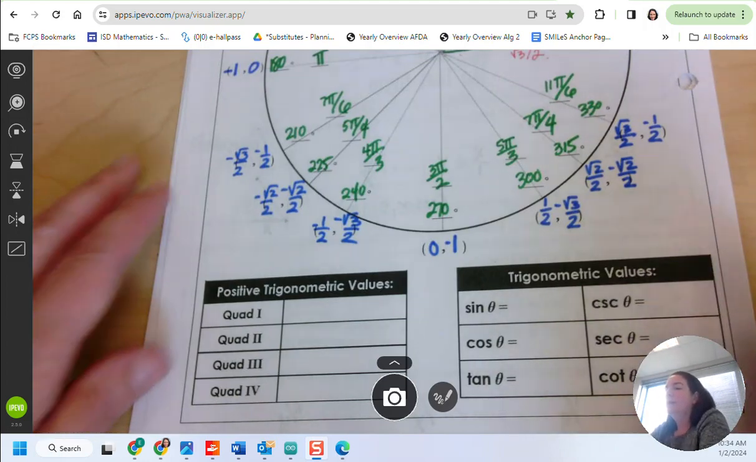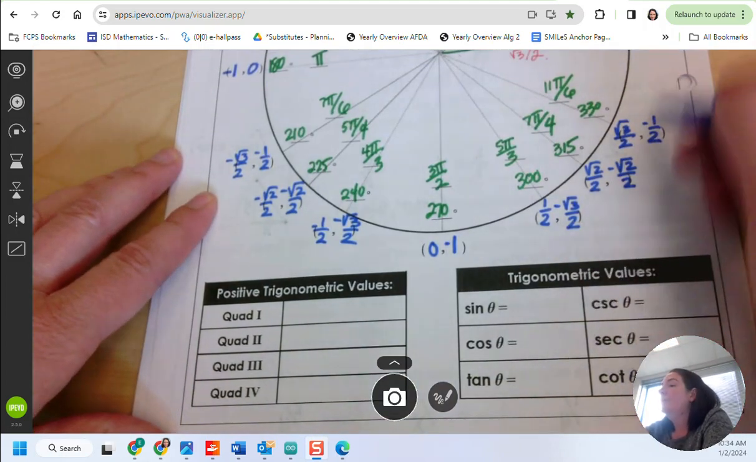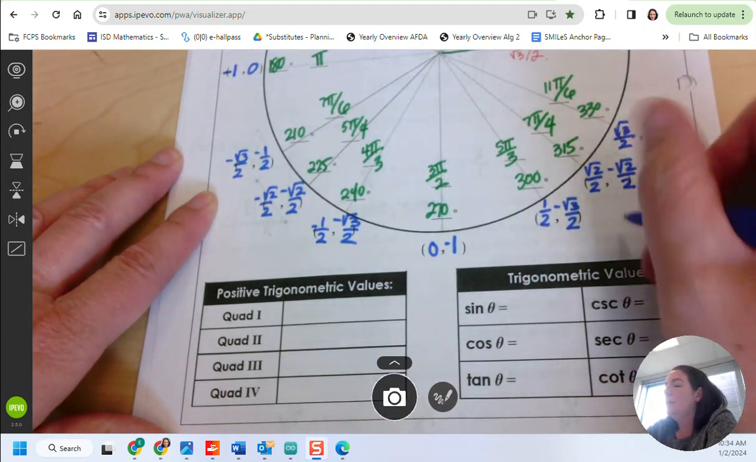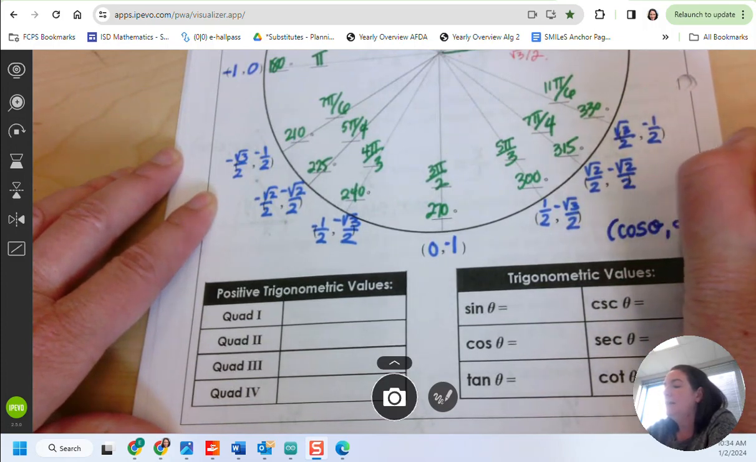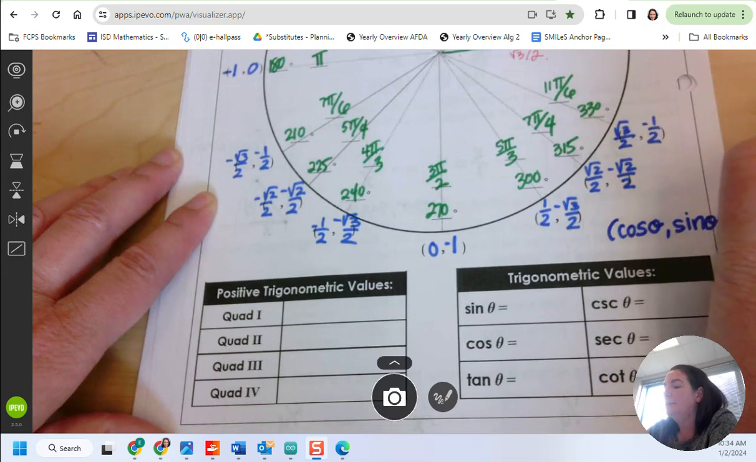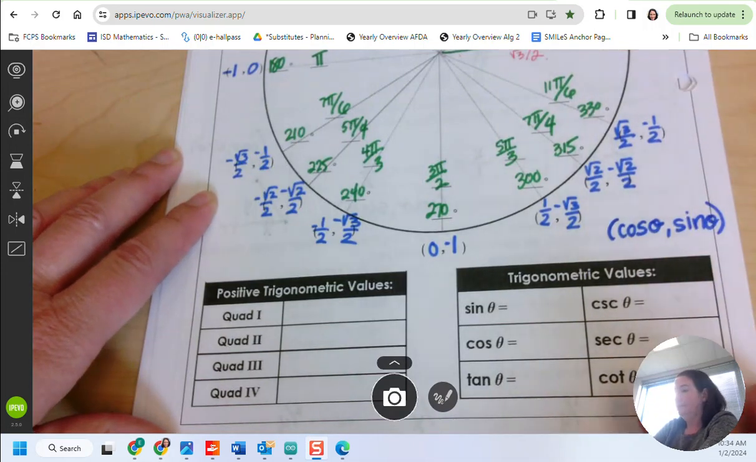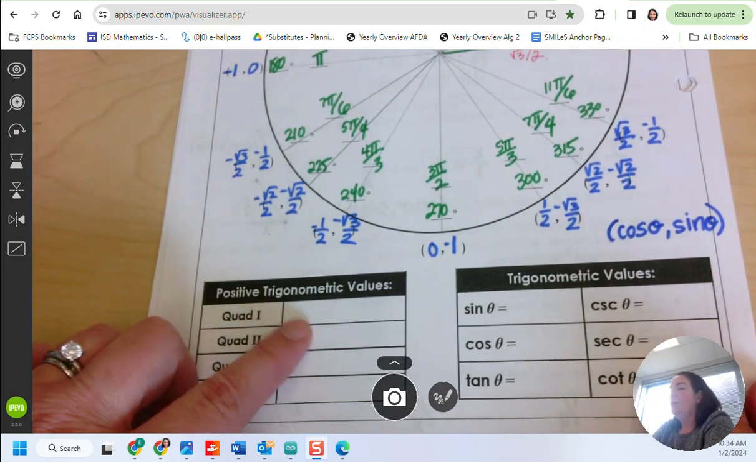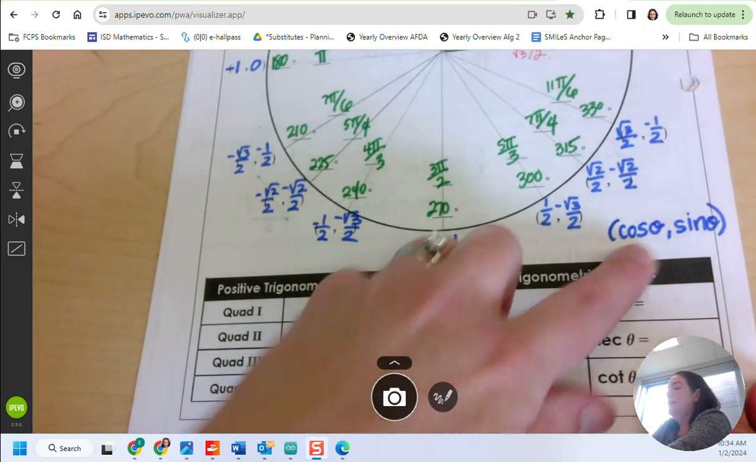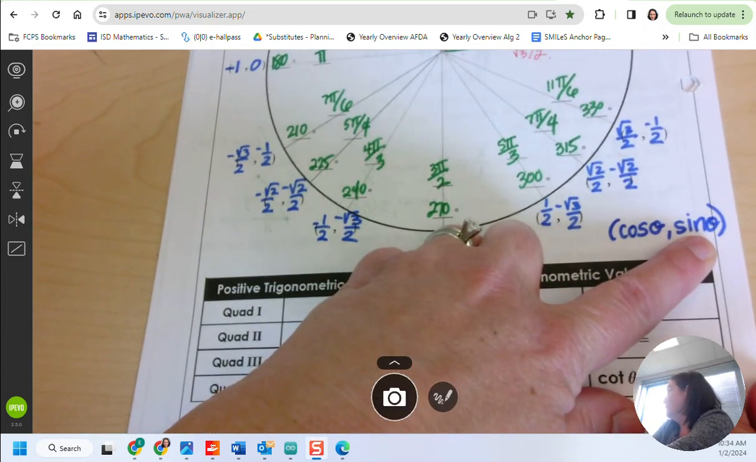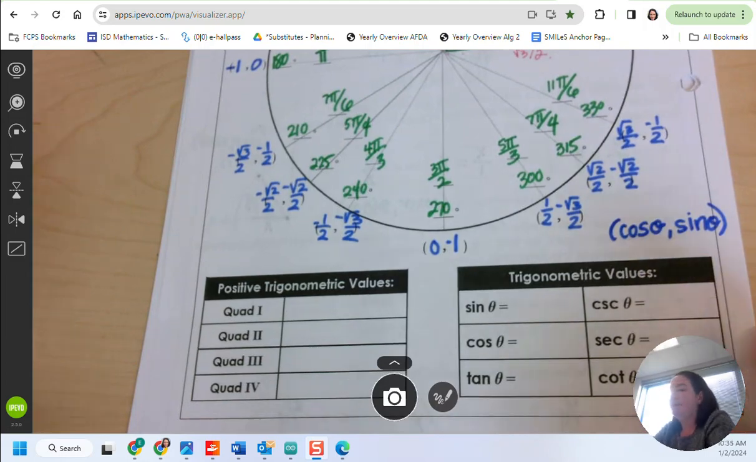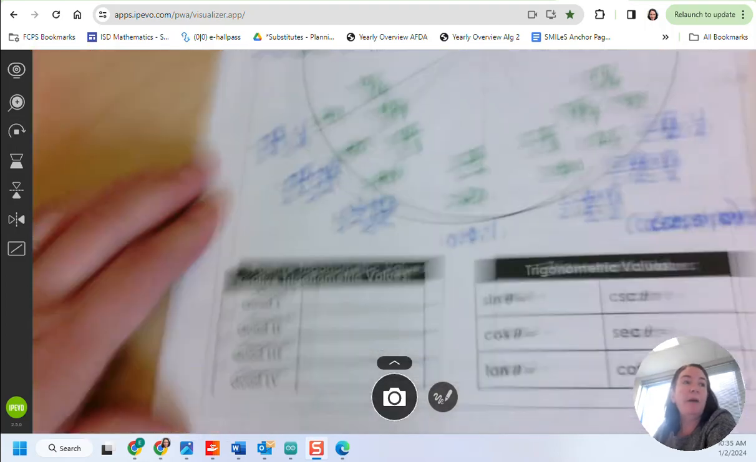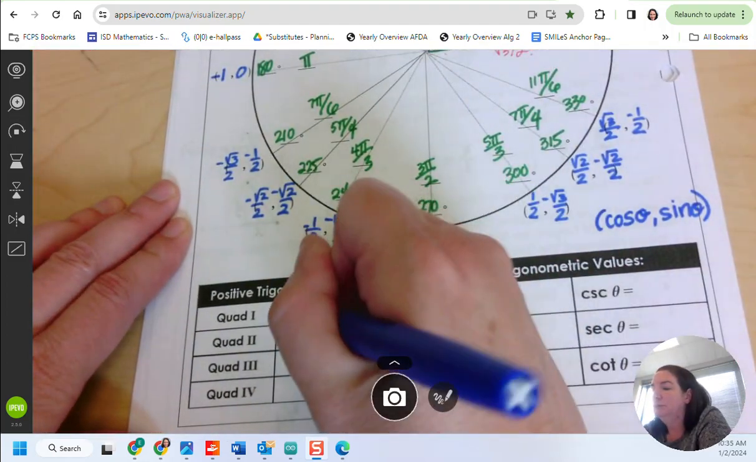Okay, so remember that every coordinate on the circle is going to be the cosine value as the x, and the sine value as the y. So in quadrant 1, both the cosine and the sine are positive. And if I do y over x, is it also going to be positive? Yeah. So, they're all positive in quadrant 1.